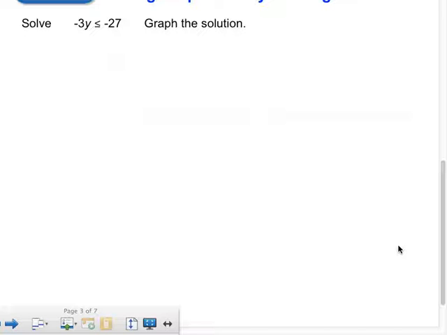What am I going to do? I have to undo something, right? What am I going to undo? What's that? Yeah, you're looking at the negative 3y. What's happening between negative 3 and y in that inequality?